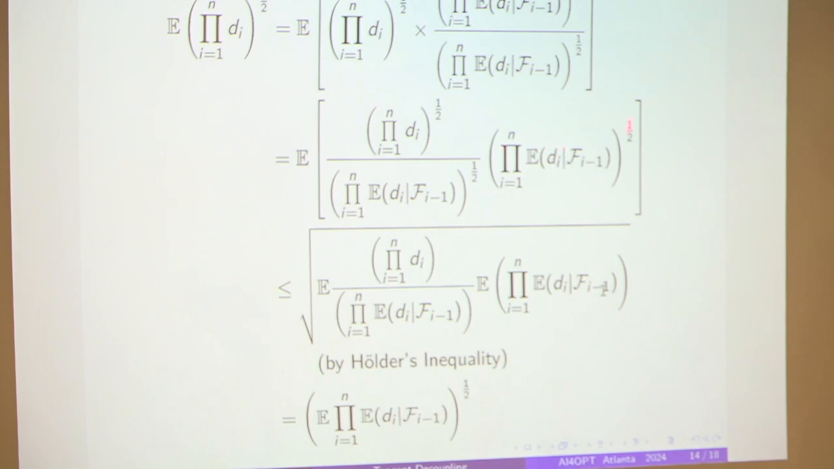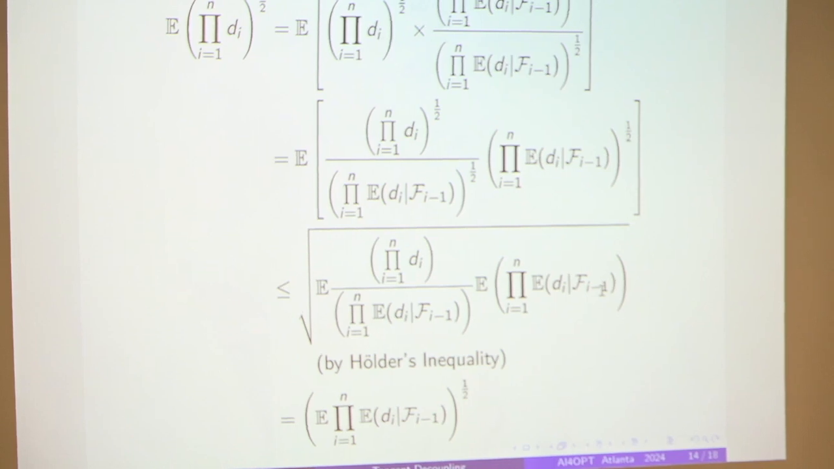And then, I asked as a prerequisite for this course Hölder's inequality. So we are going to use that prerequisite. Then this is less than or equal to the expected value of the product of the D_i over the product of the conditional expectations, times the expected value of this. Okay? From here to here is Hölder's inequality. You square this to the 1/2, you square this to the 1/2. So by Hölder's inequality.